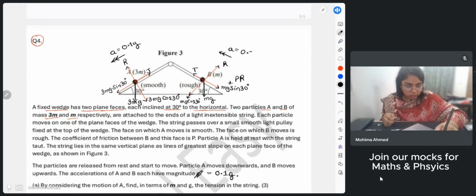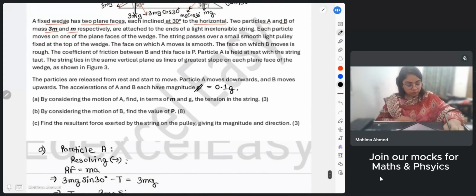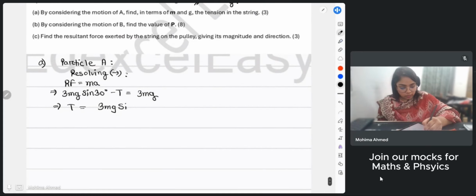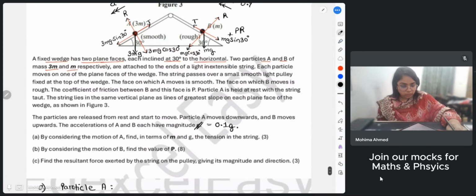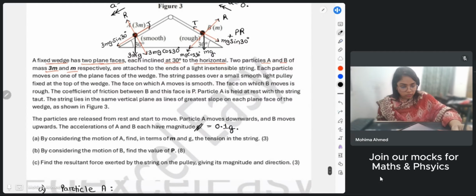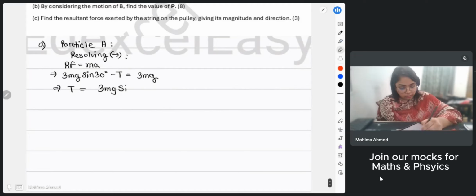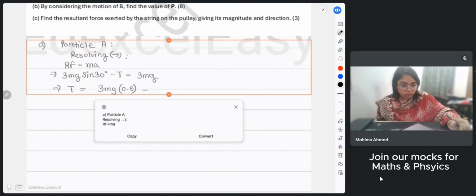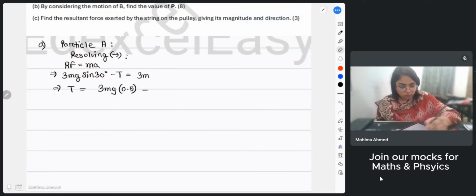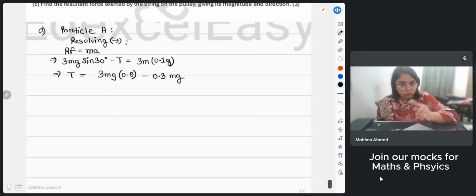Okay, now over here, we are going to calculate again. It is going to be sine 30, and sine 30 is actually half. So we're going to directly write 0.5, and this value for g is going to be 0.1 g over here. So let me just correct it also. Which is 0.3 mg at the end, right? So which is 1.5 minus 0.3, which is 1.2 mg. So the value for your tension in this case is going to be just 1.2 mg.